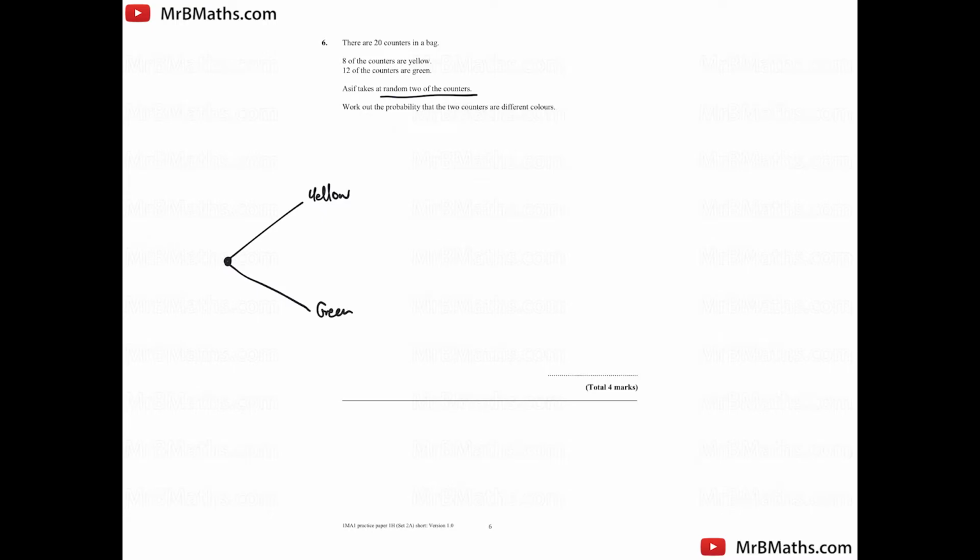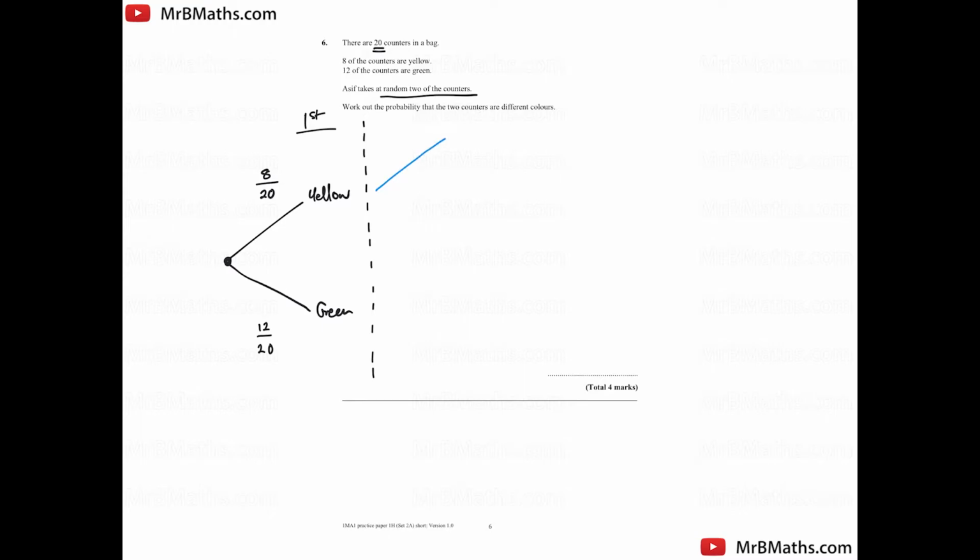Okay, so if I go for the yellow route, there's a total of 20 counters. If I go for the yellow route, this will be an 8 out of 20 chance. If I go for the green route, it will be a 12 out of 20. So this, if you like, here is my first selection. Okay, then I've got a second selection after this point.